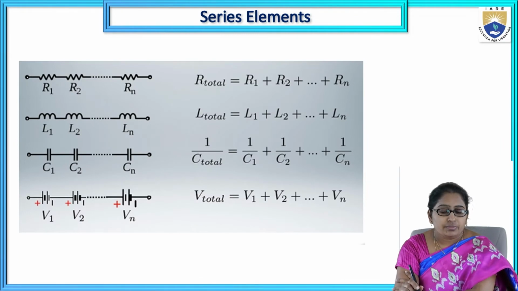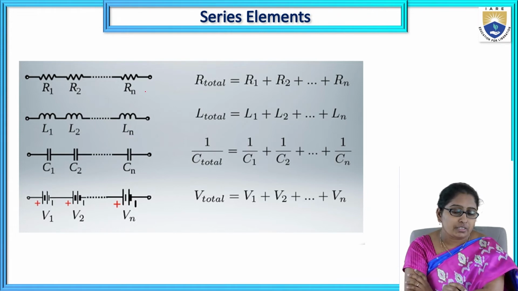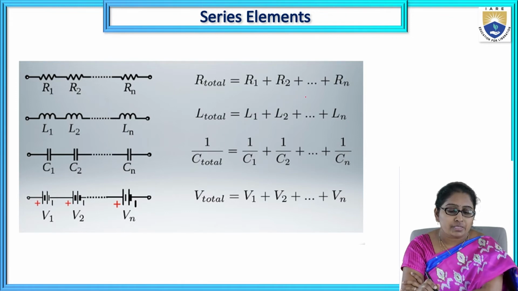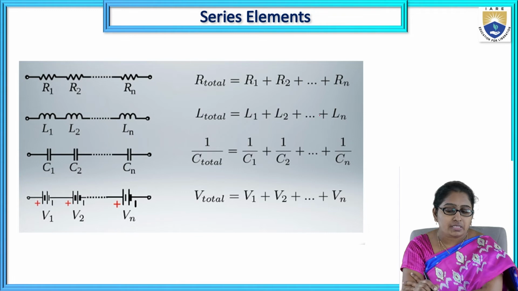Just for a simple understanding, I am showing all expressions at a time. Series elements. That means n number of resistors connected in series: the total resistance is simply the sum R1 plus R2 and so on up to Rn. And inductances connected in series: the total L is L1 plus L2 and so on up to Ln. It is similar to resistors connected in series.